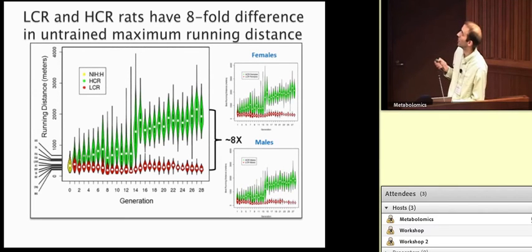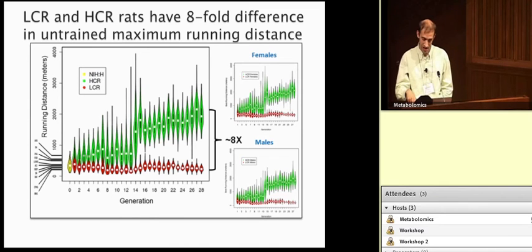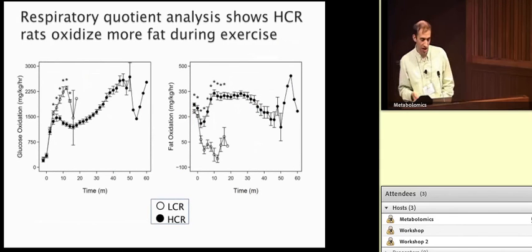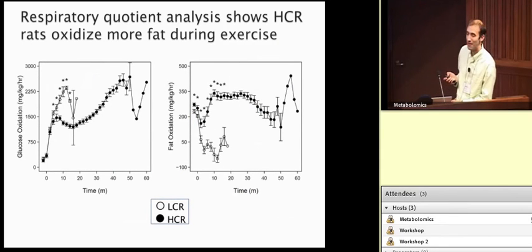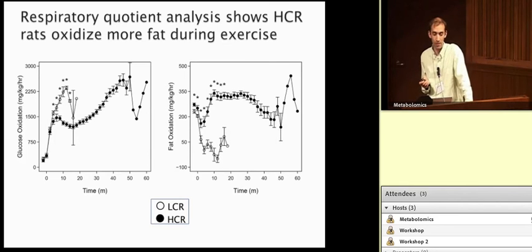Just to look at their phenotype a little bit more, they run a lot better. So this was after 30 generations of breeding or so, where they have an 8-fold difference in running capacity. This is true both in the males and the females of the strains. So let's look at some of the metabolic determinants of this exercise capacity difference. We put these rats on an instrument that can do indirect calorimetry and measure their respiratory quotient during exercise. And what turns out to happen is that the high capacity running rats during exercise use a lot more fat, and the low capacity running rats use a lot more carbohydrate.